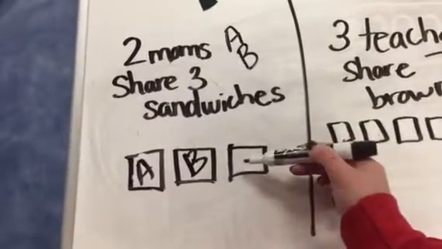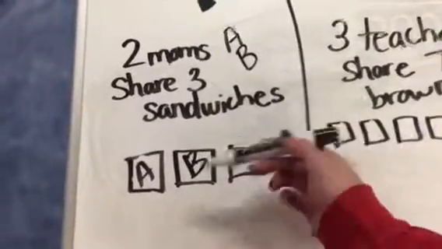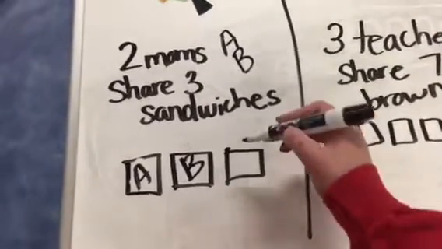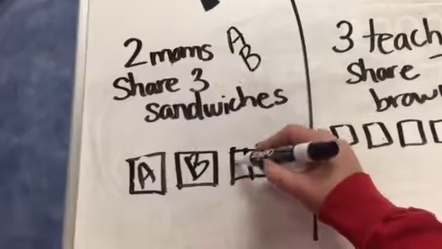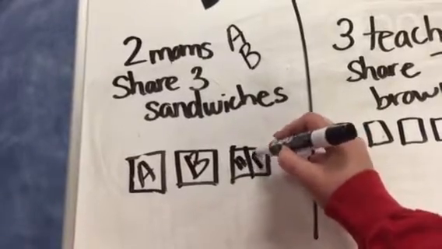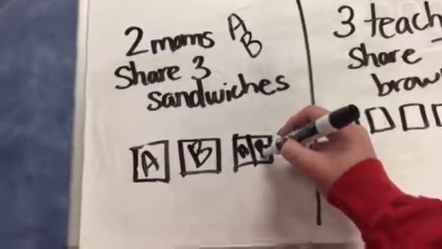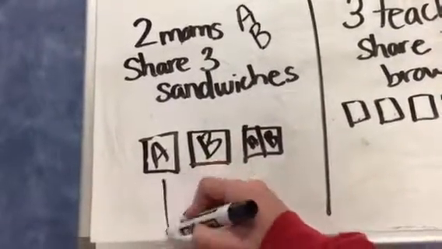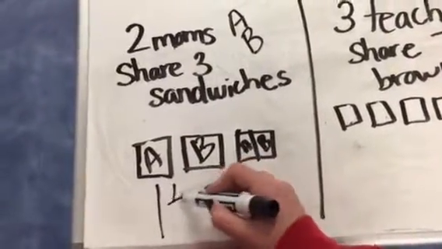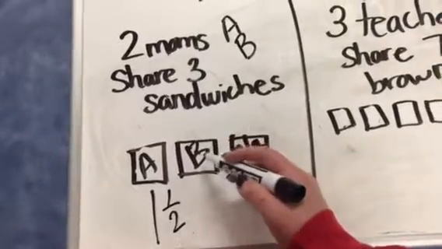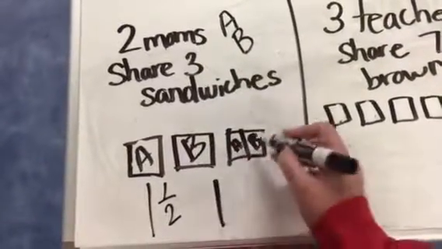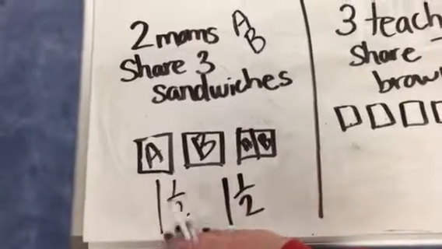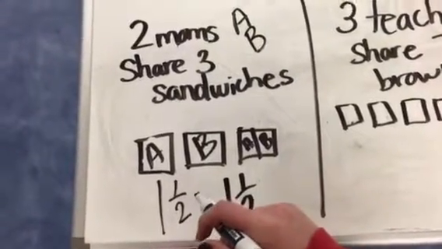I can't give this whole one to Angela because then Angela will have 2 and Brenda will have only 1, or Brenda will have 2 if I give it to her. So the only way to make this fair is to cut it in half and give Angela half of this one and Brenda the other half. So how much does each mom get? Well, Angela got 1 whole and then 1 half. And Brenda got 1 whole and then 1 half. So each mom gets 1 whole and then 1 half of a sandwich.